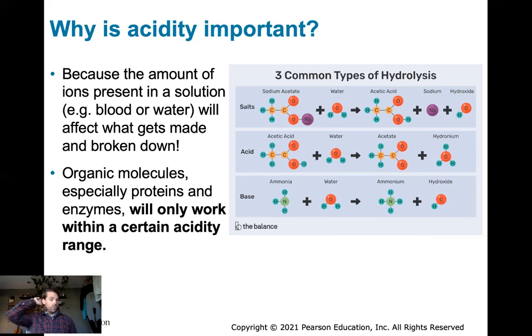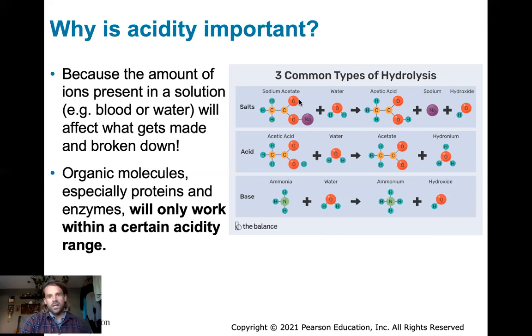Okay, so organic molecules, especially proteins and enzymes, will only work within a certain range of acidity. If there are too many hydrogen H pluses rolling around, or too many OH minuses, the chemical reactions that they want to perform, the proteins that do stuff in your body, will stop working.